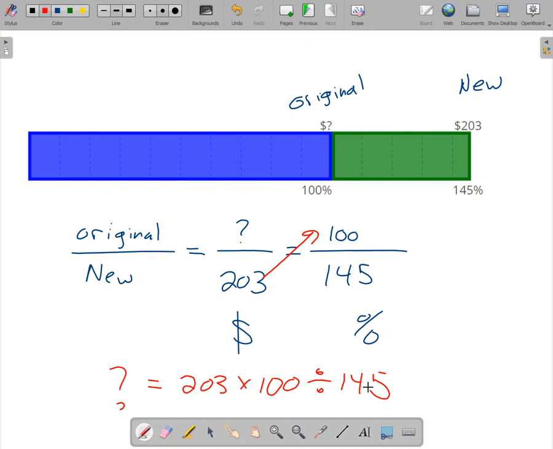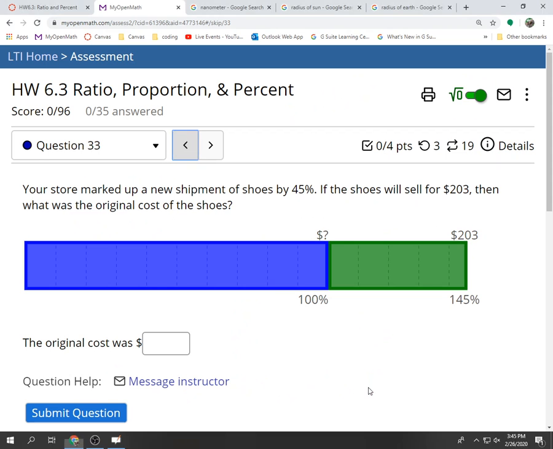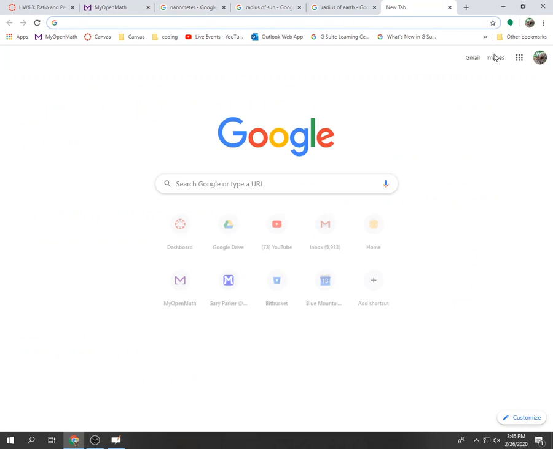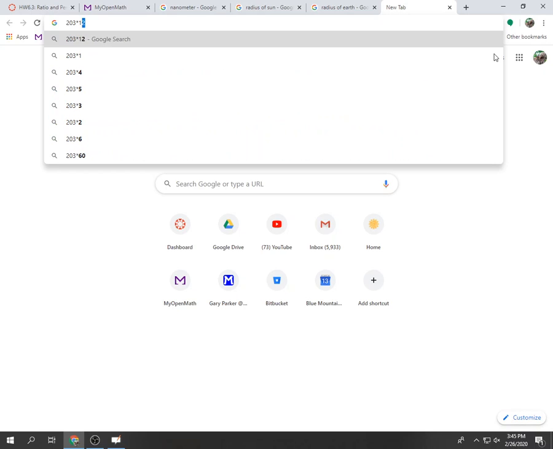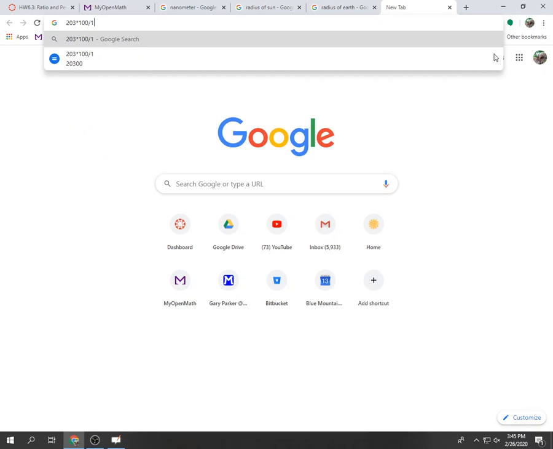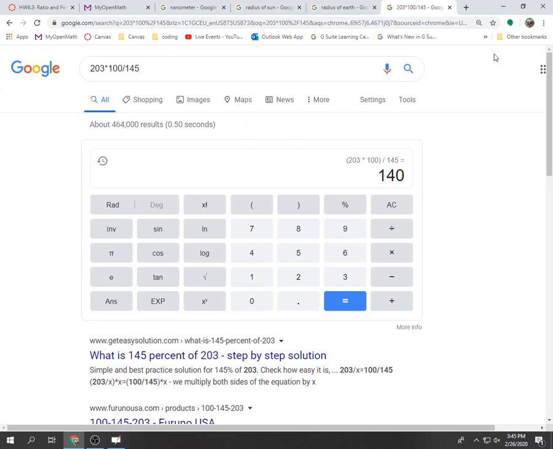I'm going to try that on my calculator. So 203 times 100 divided by 145 gives me the 140 that we got from the picture. Okay.